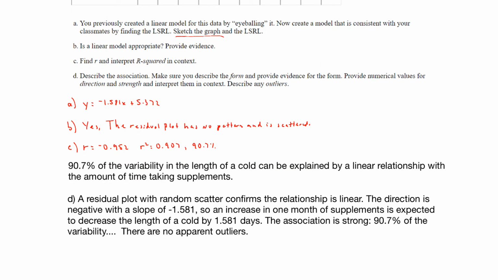And so to answer question D, you got to go through and explain each part. And as you go through and look, the first part is talking about the form, so the relationship is linear. The next sentence talks about direction, where it's negative, and not just saying it's negative, but explaining what the negative means. And then the association is the strength. It is strong, and talks about the variability. I didn't write the sentence out again because it's in part C. And then the last one is the outliers. Do we have any outliers? So form, direction, strength, and then outliers.